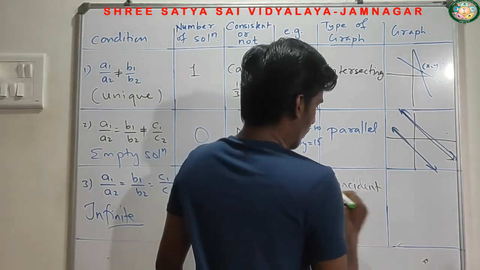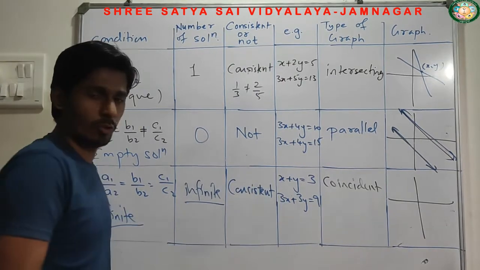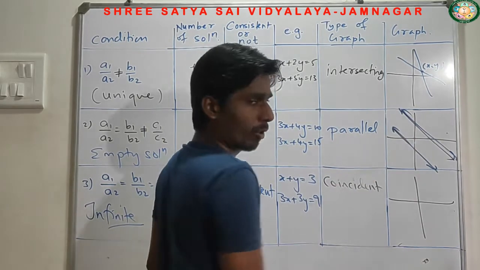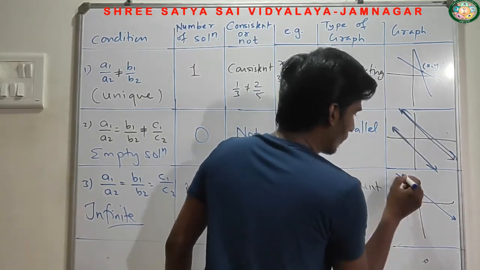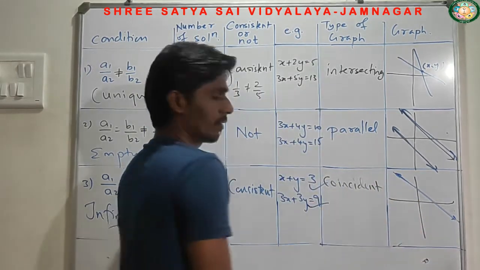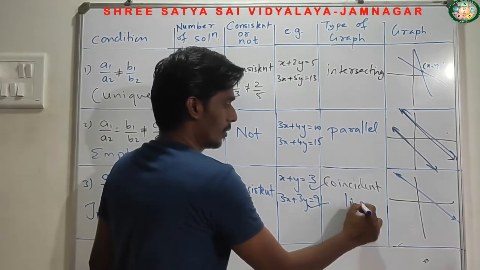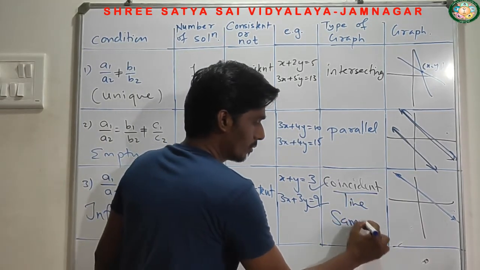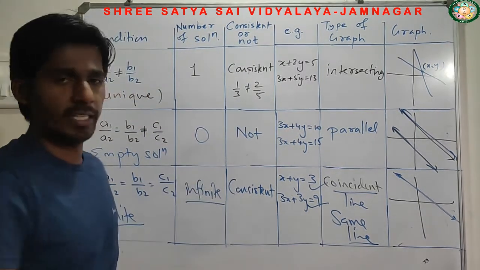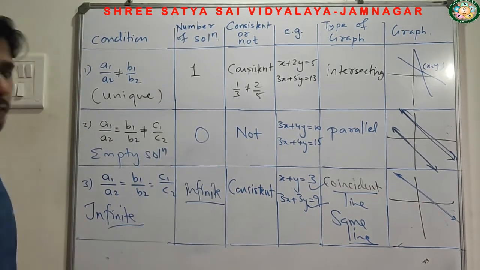Coincident lines. What does it mean? Coincident means the lines of both equations are the same. They share the common line. Here there are two different lines, but in this case, this line represents this equation and the same line represents the other equation. So they are what? Coincident lines. Coincident lines means same line, one line for both equations. So this table is very important to understand the number of solutions for any given type of equation.